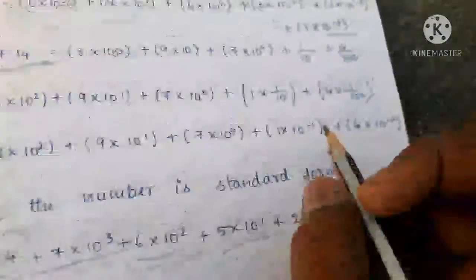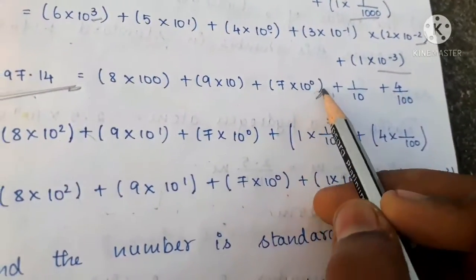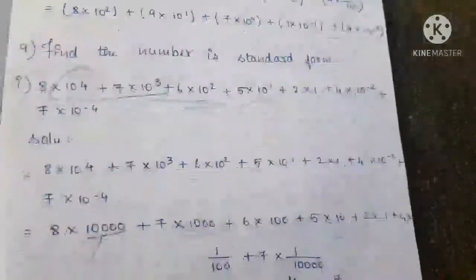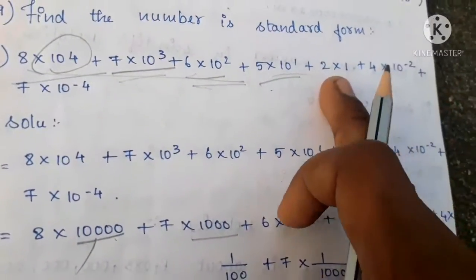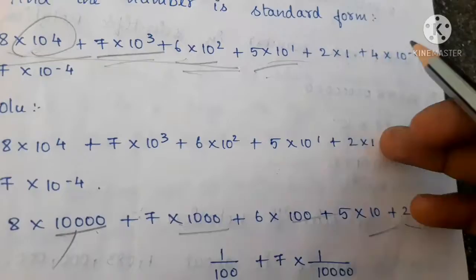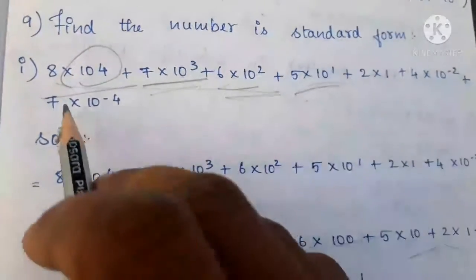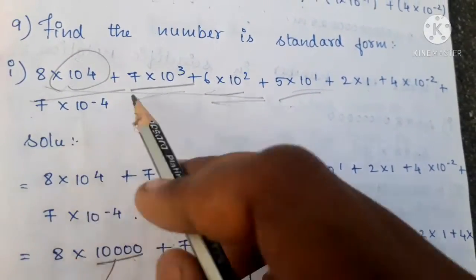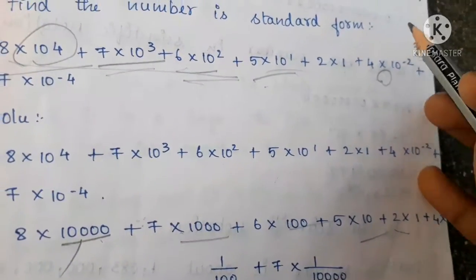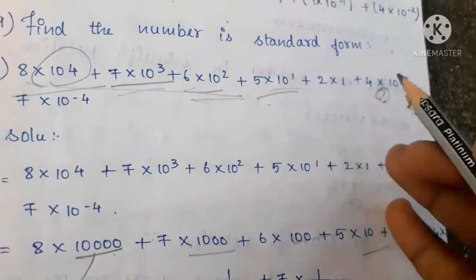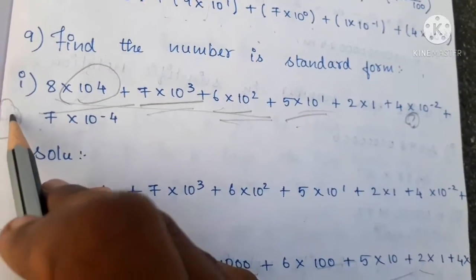Then here we have put 10 power 0 for representing 1, but now here it is given 1. It is also representing 1 only. So 10 power minus 2 plus 7 into 10 power minus 4. Here you can see 10 power minus 1 is missing. 10 power minus 3 is missing.